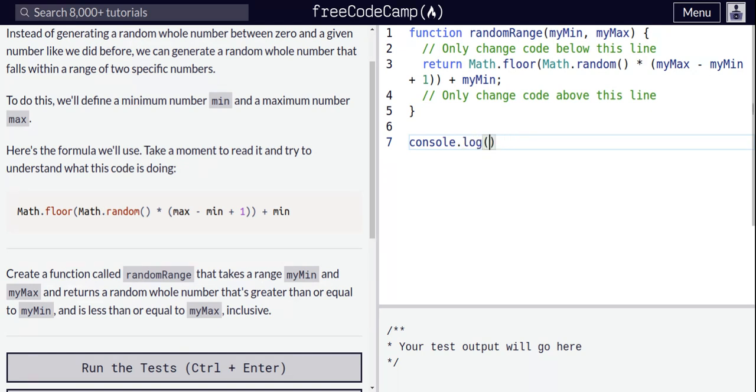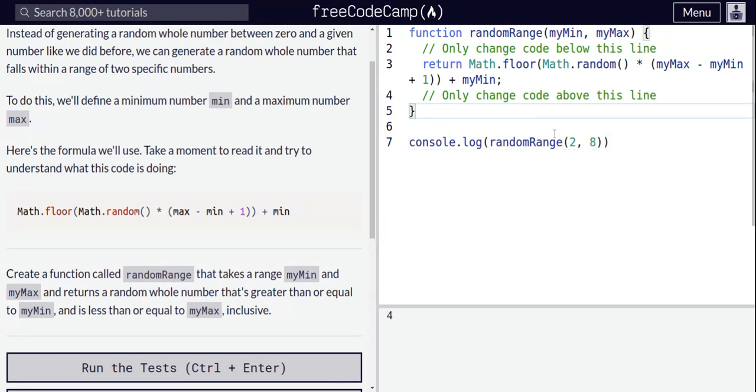Because console.log is our favorite line of code and should never be forgotten. So let's create a number. Generate a number between 2 and 8. See, we have 4. Let's see: 2, 6, 8, 7, 6, 8, 6, 8, 5, 4. So none of them exceeds 8 or goes below 2.